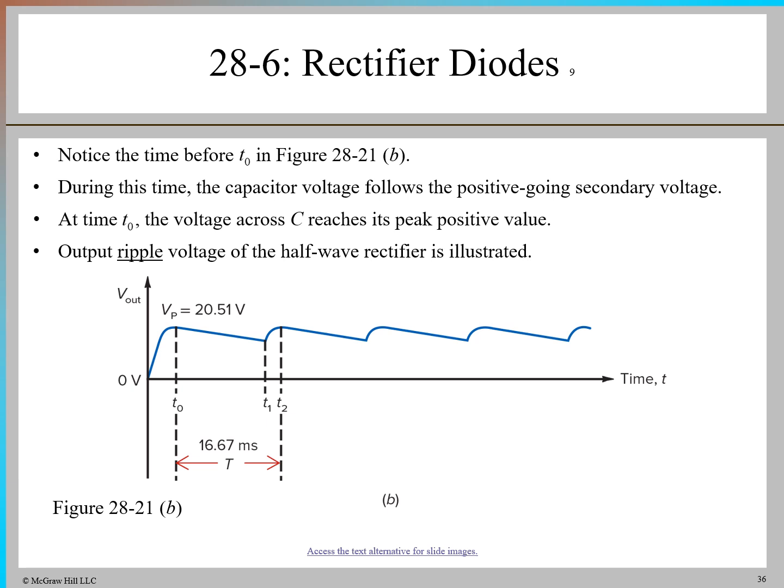This cycle generates a ripple voltage, with the capacitor discharging every 16.67 milliseconds for a 60 Hz input frequency. However, the peak-to-peak ripple voltage is undesirable, and ideally, we would want a steady DC voltage of 20.51 volts at the output. To reduce the ripple, we can increase the value of the filter capacitance.